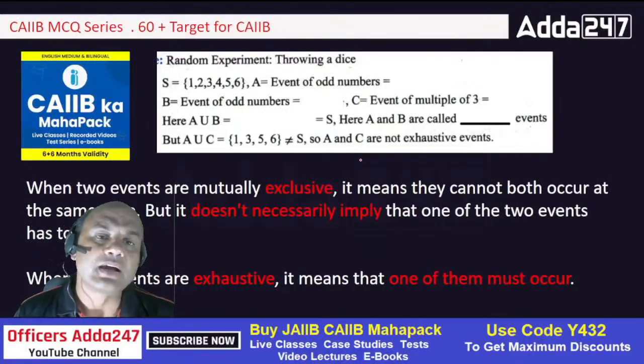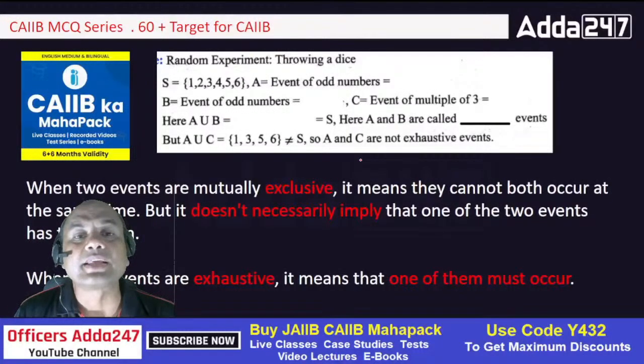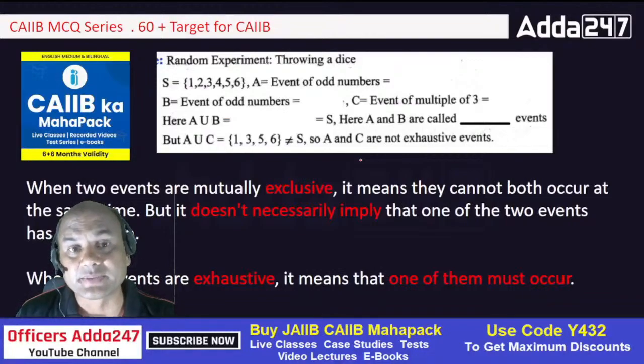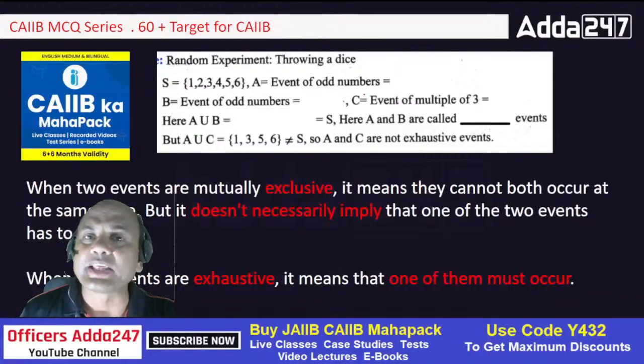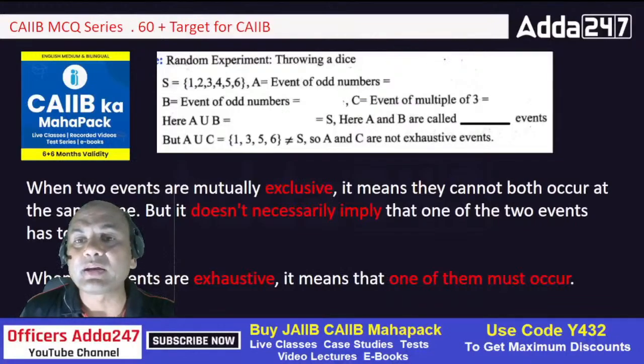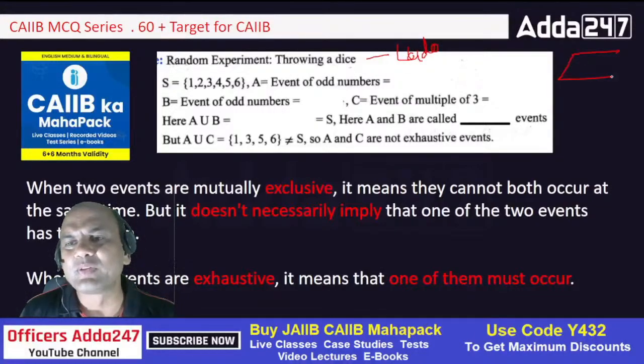Now a random experiment is done, throwing a dice. So dice means what? Dice means we played that Ludo. Remember, we don't know these names here, but this is Ludo, right? We played that Ludo with 6 faces. You might be knowing all these, right?